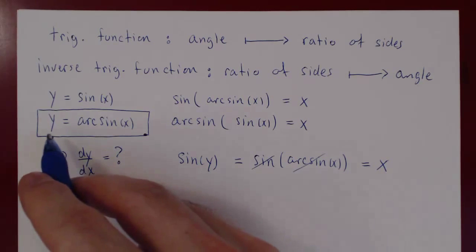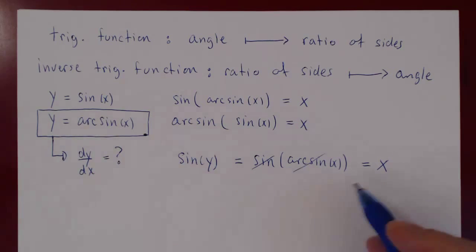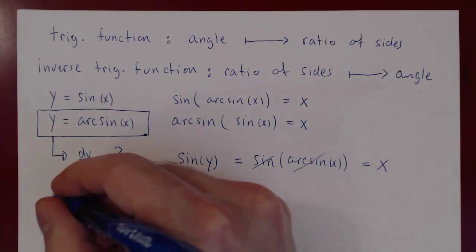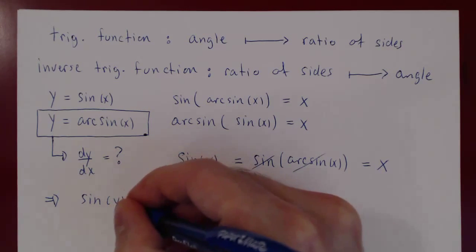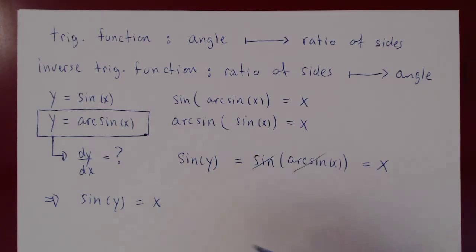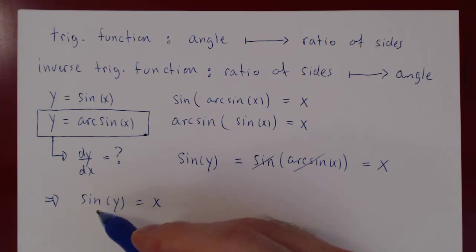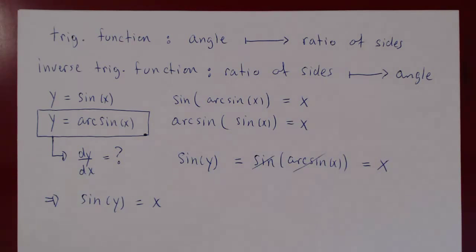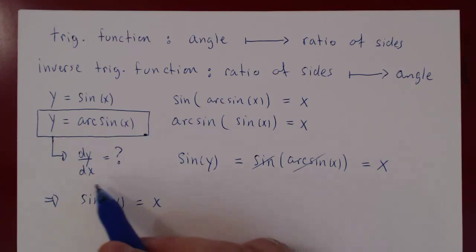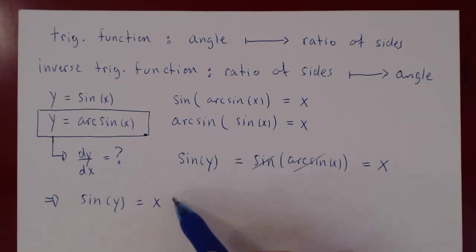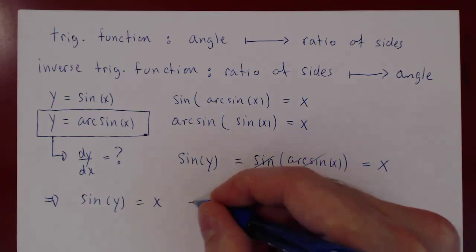And now we have the relationship y equals arcsine of x in a different form, simply as sine of y equals x. Now both this equation and this one are equivalent, but if you notice now, the inverse trigonometric function is gone. And now we can differentiate using implicit differentiation. We know that y is a function of x, namely arcsine of x. So sine of y is a function of x. This is a function of x also.